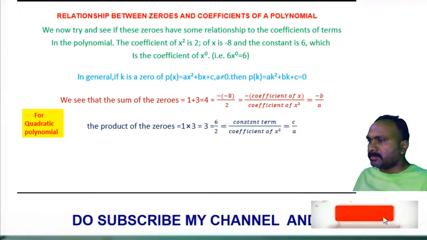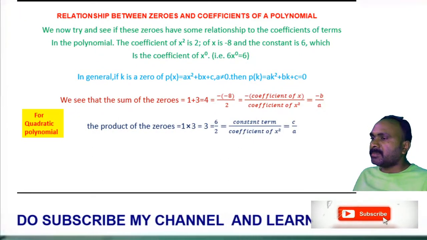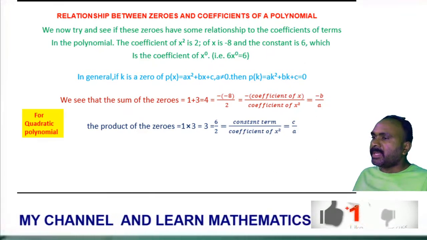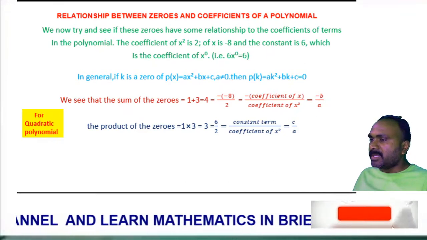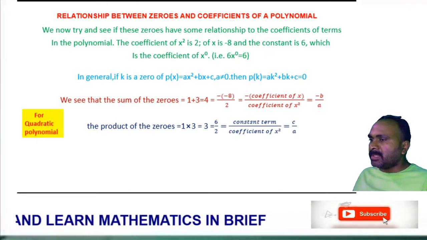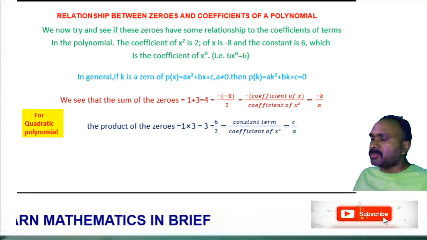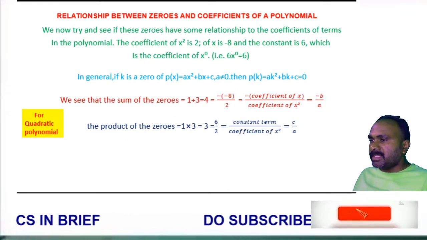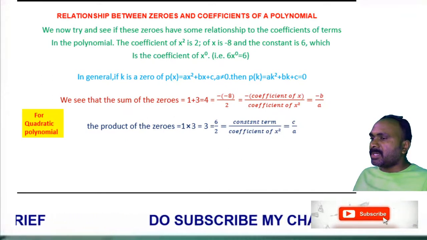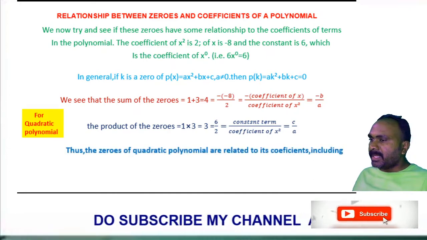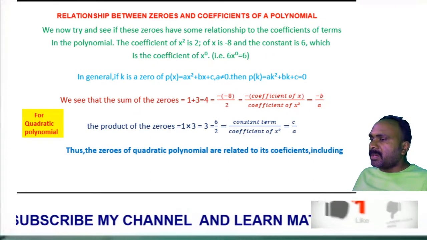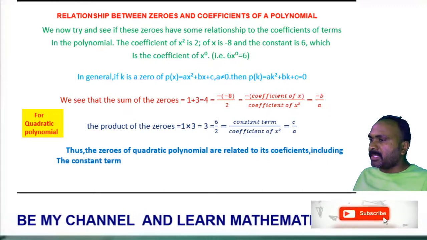And the product of zeros, 1 into 3, equals 3. So 3 can be written as 6 by 2. Here 6 is the constant term and 2 is the coefficient of x square. So the constant term is c and the coefficient of x square is a, so c by a. Thus, the zeros of a quadratic polynomial are related to its coefficients, including the constant term.